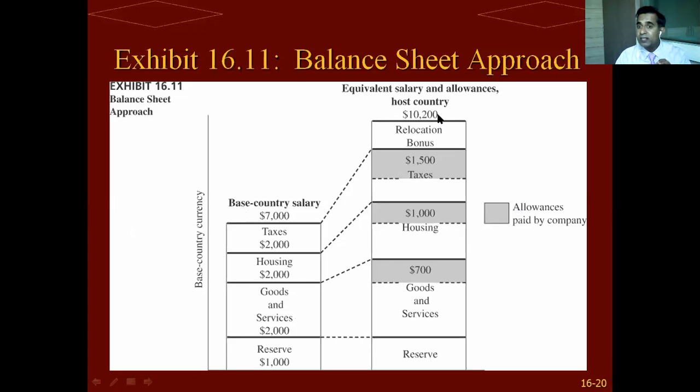See, neither he gains nor he loses, but his spending power remains the same in foreign country as it was in his base country. So it is balanced. That's why it is referred to as balance sheet approach. This is one of the ways in which an employer manages the international pay of expatriates or its employees working in foreign countries. Okay, so that's the end of it.